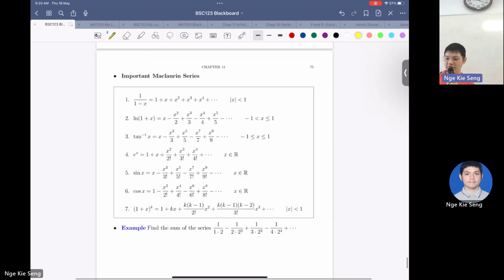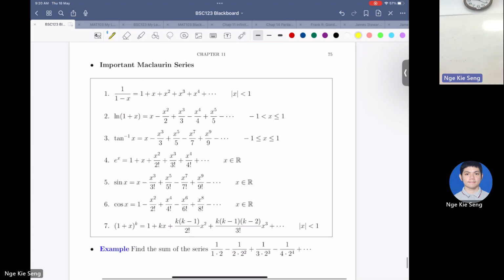Okay. Just briefly go through. This is the important Maclaurin series. If you want, you can check it. Find the derivative and then you can show this. And then the right hand side, the interval is the radius of convergence. Okay. Yeah, don't need to memorize.